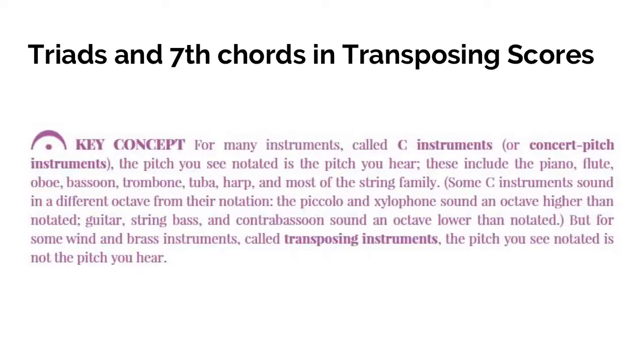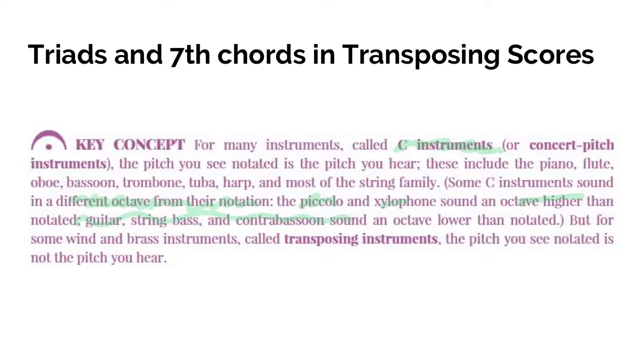So for many instruments, called C instruments or concert pitch instruments, the pitch you see notated is the pitch you hear. These include the piano, flute, bassoon, trombone, etc., and the string family. Also, some instruments sound an octave above or below their notation, like the piccolo and the xylophone. They sound an octave higher. Guitar, string bass, and contrabassoon sound an octave lower.